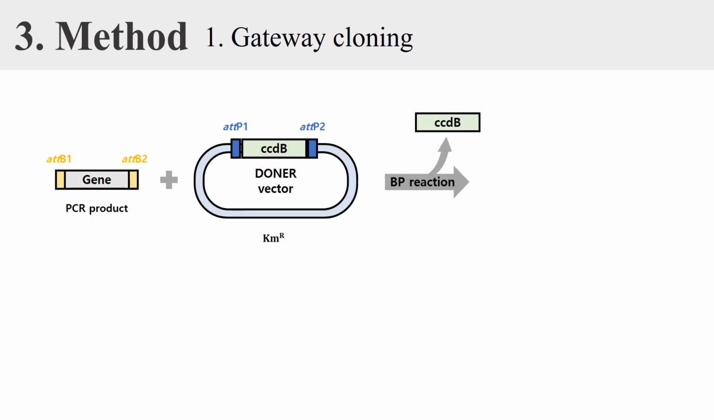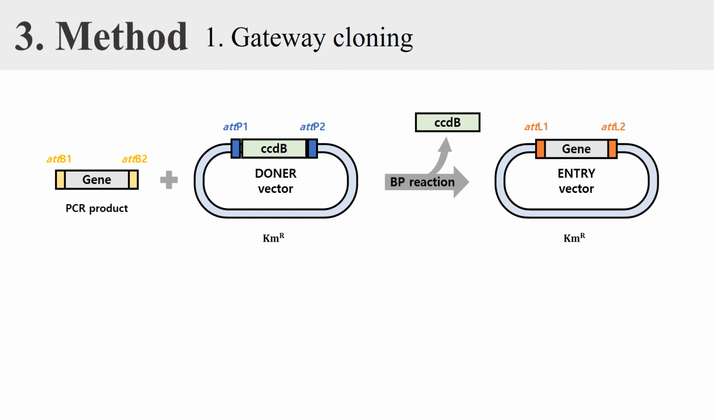First of all, the product with attB1 and B2 attached to my gene by PCR is inserted into the cloning site of the donor vector with attP1 and P2 sites. This process is called a BP reaction because it occurs at attB and attP sites. After the BP reaction is complete, it becomes an entry vector with attL1 and L2 sites, and I can insert it into the expression vector I want to use.